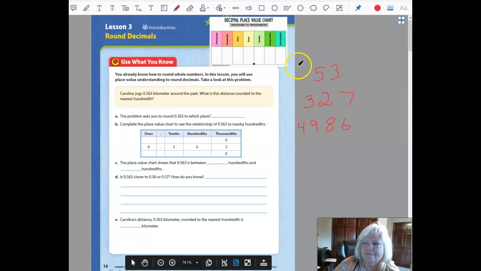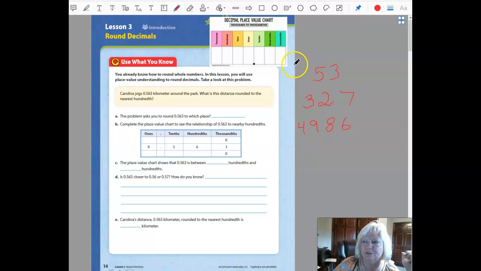Okay, so now that you have that out, I want to point out a couple of things. I've got some numbers written over here on the side that we're going to use in just a second, and then I put a place value chart that has decimals in it because that's what we're going to be working with today. So up here it says you already know how to round whole numbers. So I made some whole numbers, and I want us to remember the decimals are here. When we write a whole number, we often just don't put the decimal.